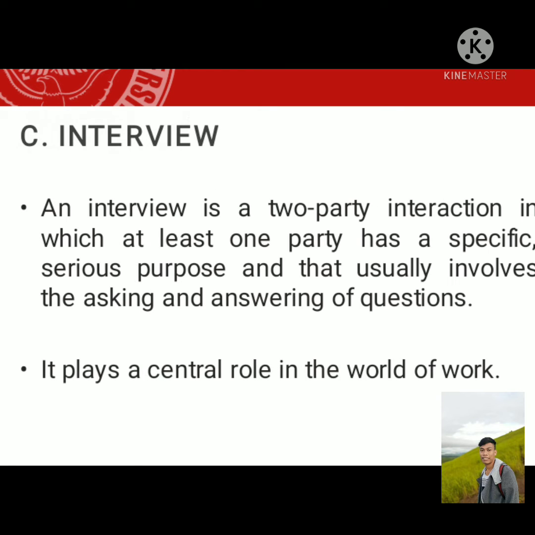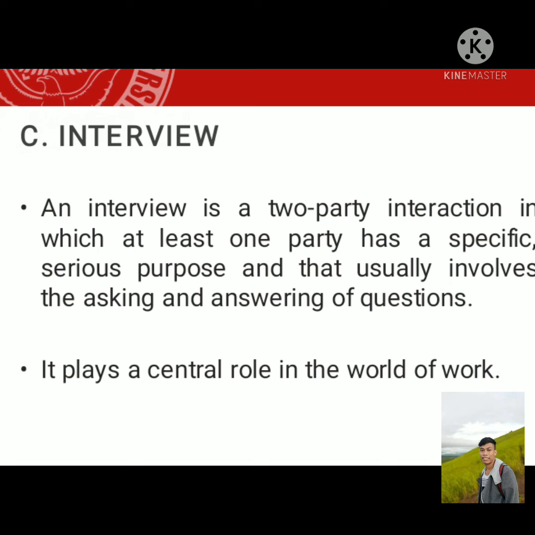Interview. An interview is a two-party interaction in which at least one party has a specific, serious purpose, and that usually involves asking and answering questions. So an interview is a two-party or two-person interaction in which at least one party has a specific and serious purpose, and that usually involves asking and answering questions.